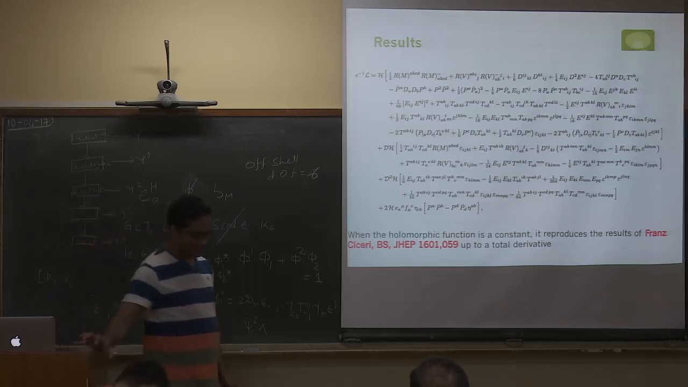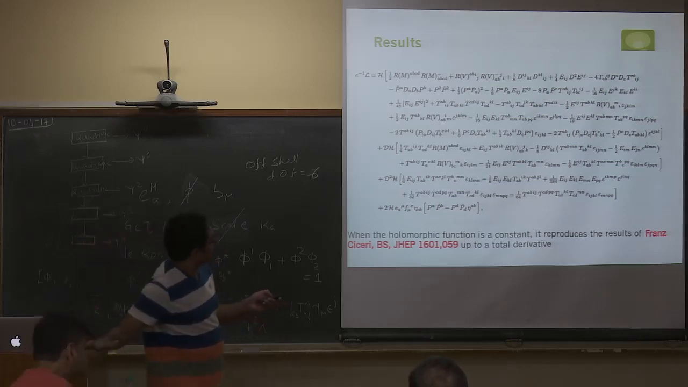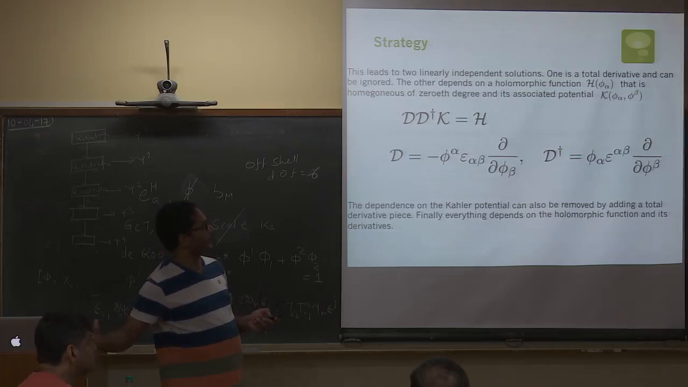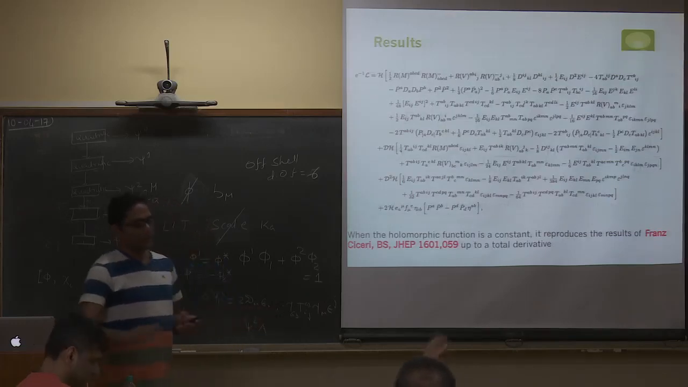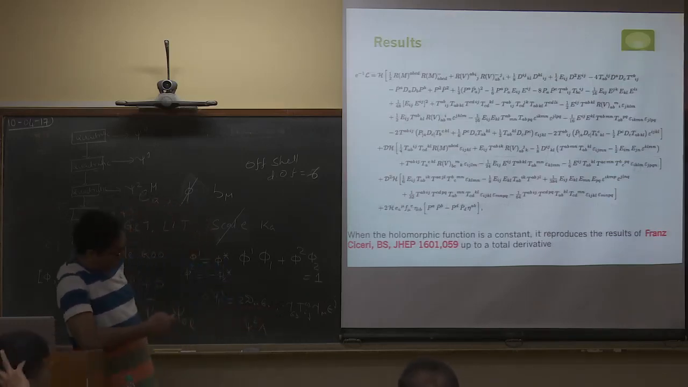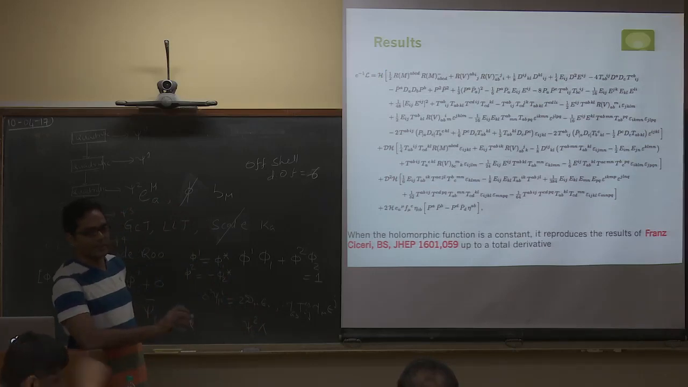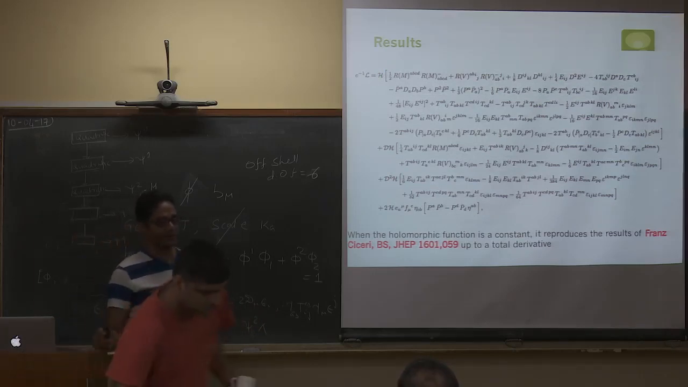Curly D is the derivative with respect to phi alpha? Yeah, this is what I defined here. Oh, okay, alright. So you are breaking the SU(1,1) symmetry? Yeah, here the SU(1,1) symmetry is broken because of the presence of this H. But if H is constant, we recover our earlier action with SU(1,1).